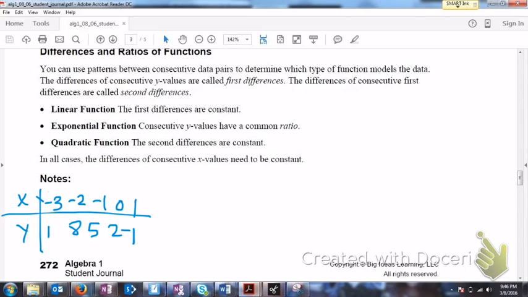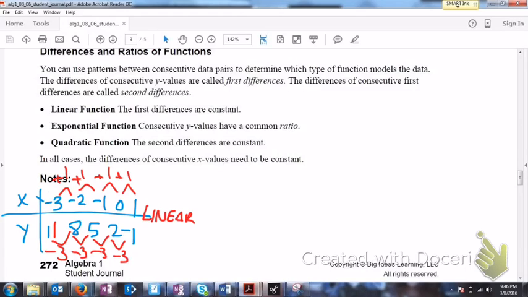Now we're going to look at the differences. What do we do from -3 to -2? We add 1. -2 to -1, we add 1. -1 to 0, we add 1. 0 to 1, we add 1. What about with these y values? From 11 to 8, we subtract 3. 8 to 5, we subtract 3. 5 to 2, we subtract 3. 2 to -1, subtract 3. Notice those are the same. That would be the first difference, all the same, so that means this one is linear. Linear. Let's do another one now. Let's look at example B.